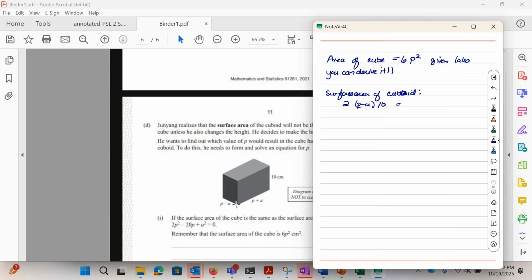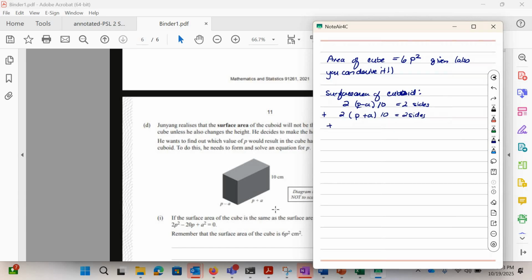This is 2 sides, the dark one. And then you have P plus A as the width of this front face, and the height of this front face is 10 centimeters. So I have 2 of those because there's a front of the box and the back of the box. So that's P plus A times 10. There's 2 of them, so it's 2 sides like this.